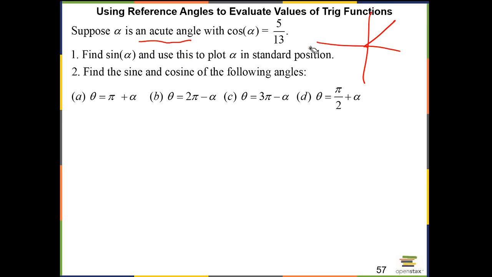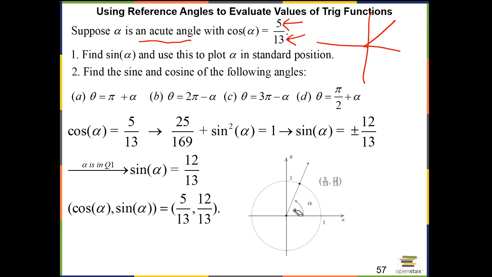Okay, first of all, to find alpha, we know alpha is in the first quadrant. And remember the definition of cosine is x over r. So if cosine is 5 over 13, you can think of x as 5 and r as 13, right? So here x is 5. So you can think of a setup like this, where x is 5 and this is 13. That's one way to think about this.